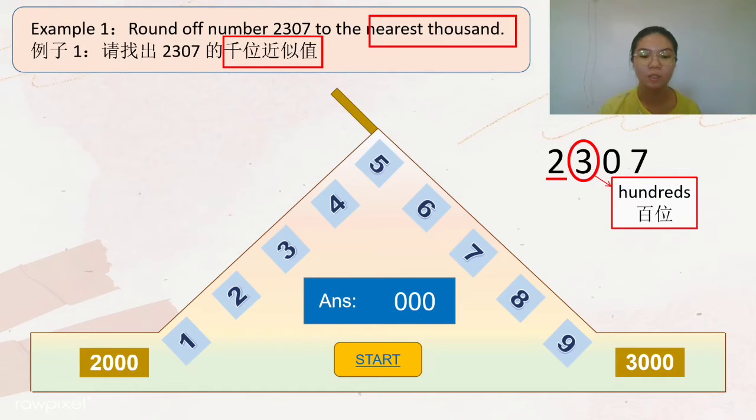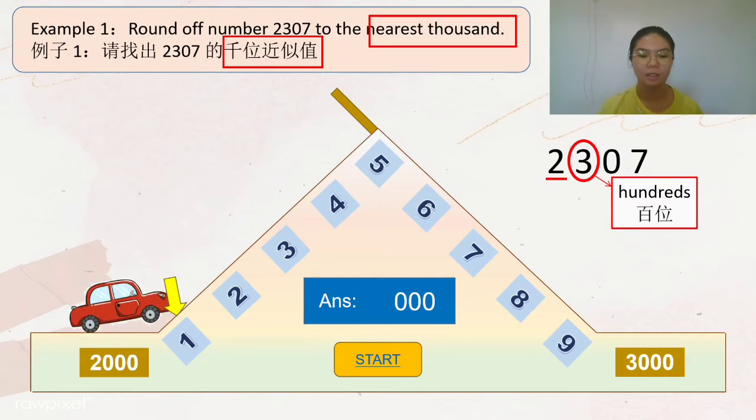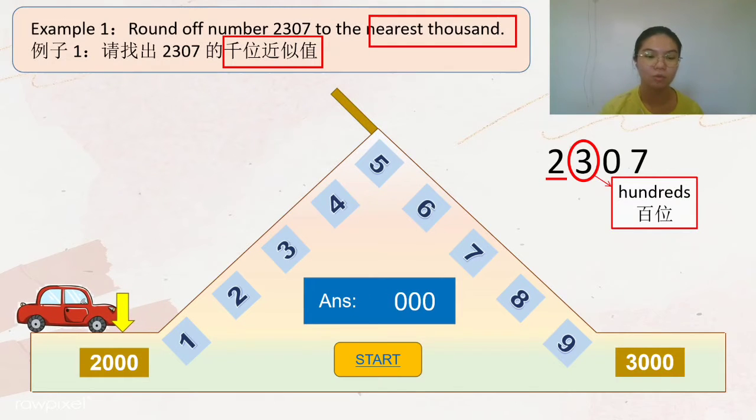This means we need to put the toy car at position 3. So we put the toy car. The toy car is at the uphill, and after we place the car, we press start. You can see that the car slides down and back to 2000, which means the final answer of this rounding off will be 2000.